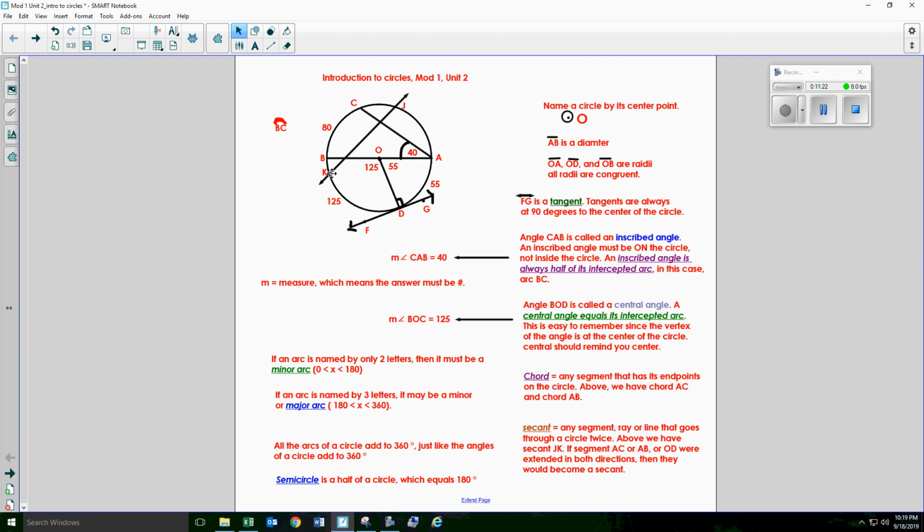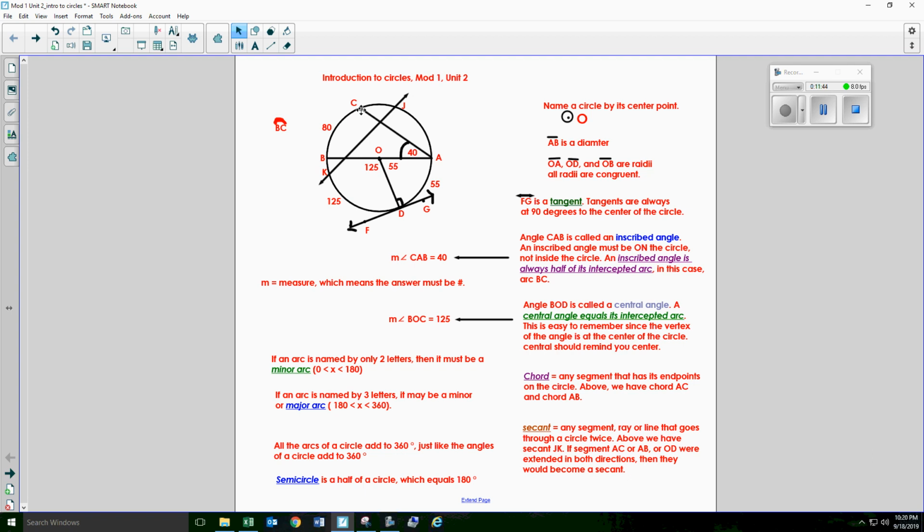So if I wanted it to be this arc, I would call it BDC, for example. That would tell me you start at B, go through D, all the way to C. I could have also called it BKC, 3 letters. I could have called it BAC. I could have called it BJC. They're all the same. Starts at B, goes through one of these letters all the way to C.